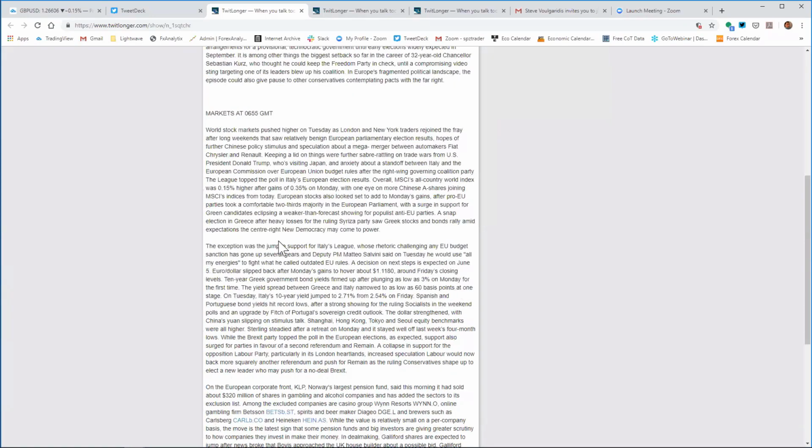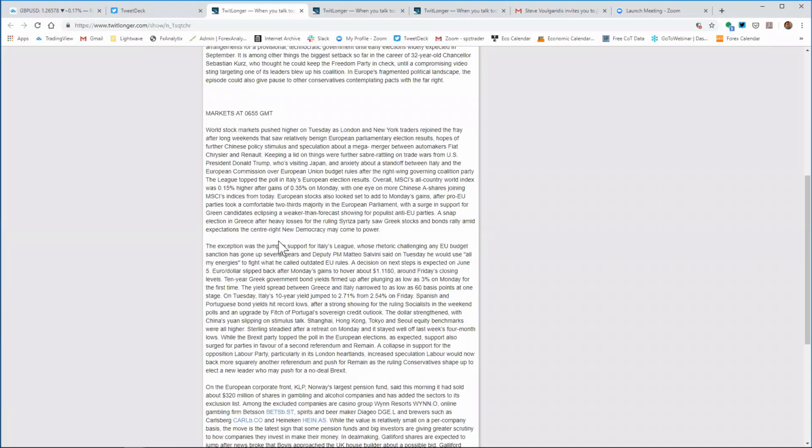On the stock markets, world markets pushed higher on Tuesday as London and New York traders joined the fray after long weekends that saw relatively benign European parliamentary election results, hopes of further Chinese policy stimulus, and speculation about a mega merger between automakers Fiat Chrysler and Renault. This kept a lid on further saber rattling on trade wars from U.S. President Trump, who's visiting Japan, and anxiety about a standoff between Italy and the European Commission over European Union budget rules and the right-wing governing coalition party. The League topped the poll in Italy's European election results.